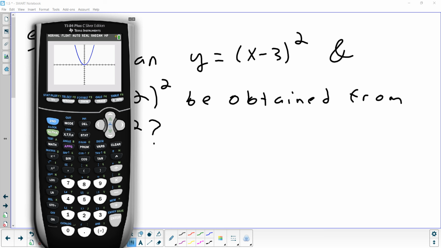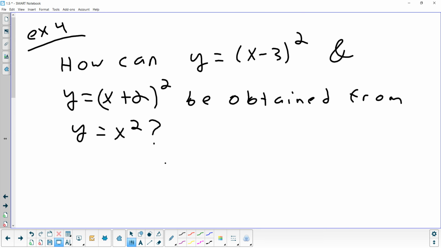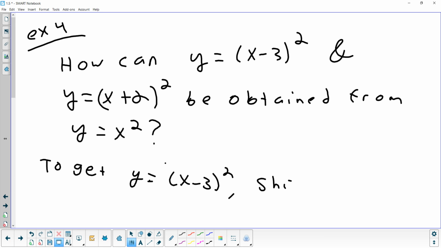So there's the original, and Michael said 3 units to the left, but the minus 3 actually moved it 3 units to the right. So this one, we've got to be a little careful. It's almost like the opposite of what you would think, right? So to get y equals (x minus 3) squared, you could say shift y equals x squared right 3.